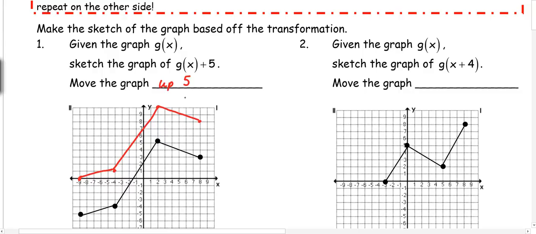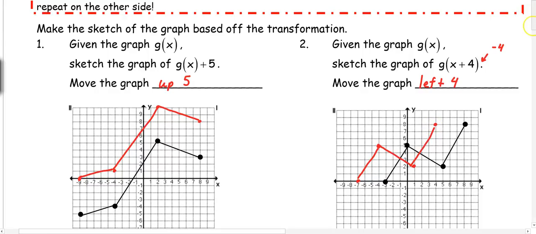Number 2, given the graph g of x, sketch the graph g of parentheses x plus 4. So because our number's in parentheses, this means we're going to be moving left or right. Because it's a plus 4, that means we're actually going to be moving left 4, because we would be taking a -4 out of the parentheses. So from each dot, I'm going to count 4 to the left and plot a new point. And then I'm going to connect them so that the shape remains the same.